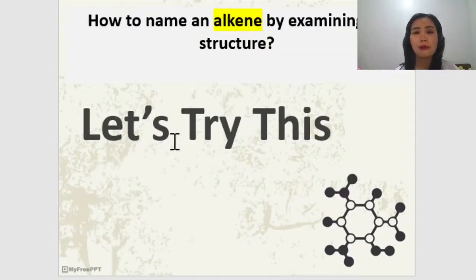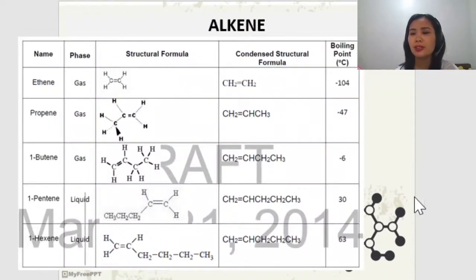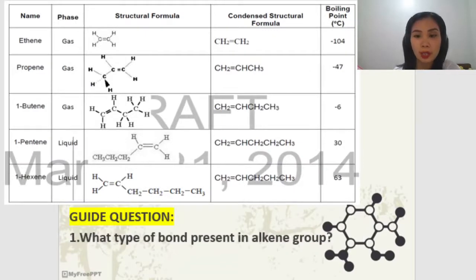Okay. Now, how about the alkene group? These are examples of the alkene group. But try to observe, we still use monkey eating peeled banana: ethene, propene, butene, pentene, hexene. Only the name changed a bit. So we have here guide question number one: what type of bond is present in the alkene group?